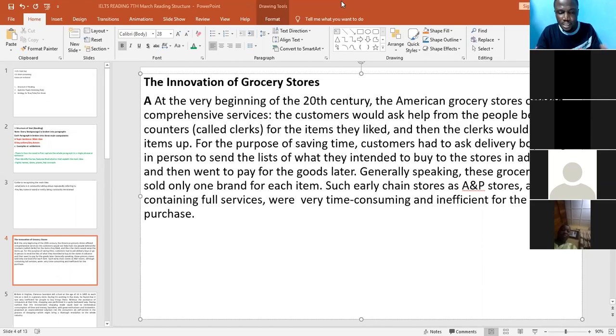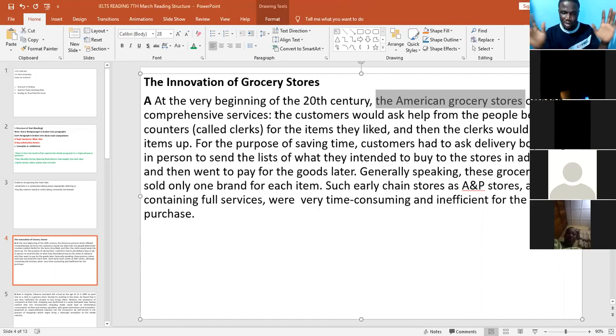So maybe the first sentence gave you the idea, because most of the time the first sentence will give you the idea. Some of the time it will not be, you need to read further. If you are still confused, you will discover that I said something. So here is the main thing: American grocery store. Okay, customers will ask for help. That's describing the services from people behind the counter, that is the clerk. They will ask for the item and then describe it.